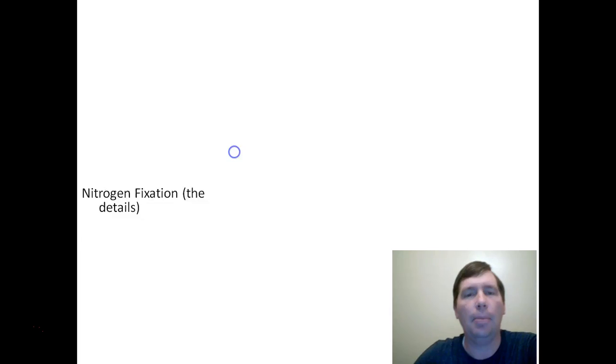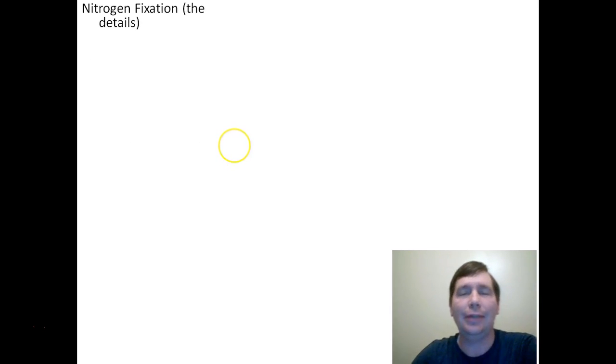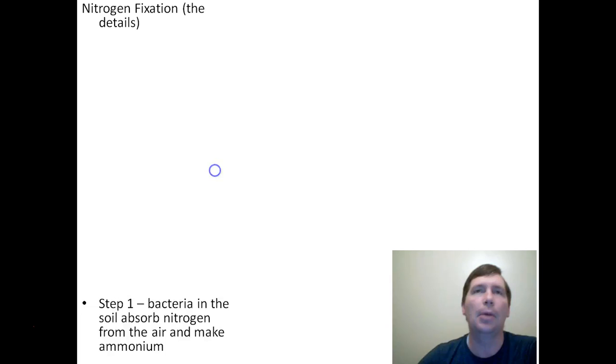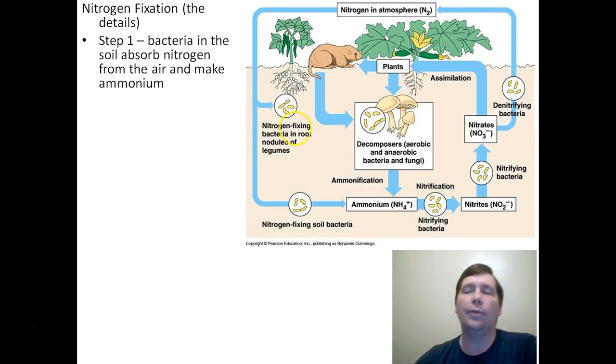Now, nitrogen fixation is such an important process, all life depends on it, that we need to slow down and talk about it in some more detail. So let's get some of the details of nitrogen fixation. The first step in nitrogen fixation is that there are bacteria that live in the soil. These bacteria that live in the soil have the ability to absorb nitrogen out of the air, okay? And the only place that you find bacteria that can absorb nitrogen out of the air is in the soil.